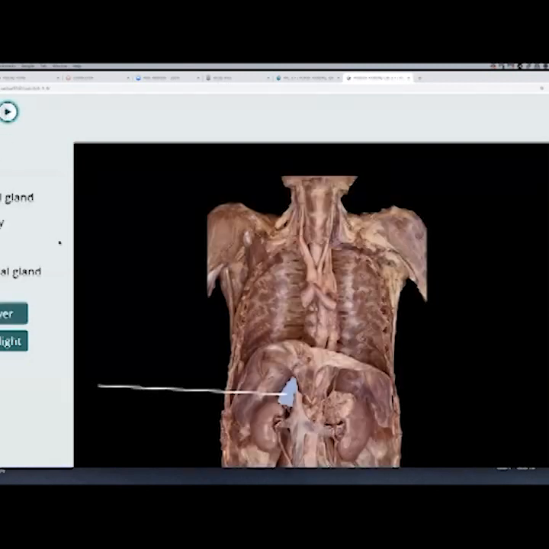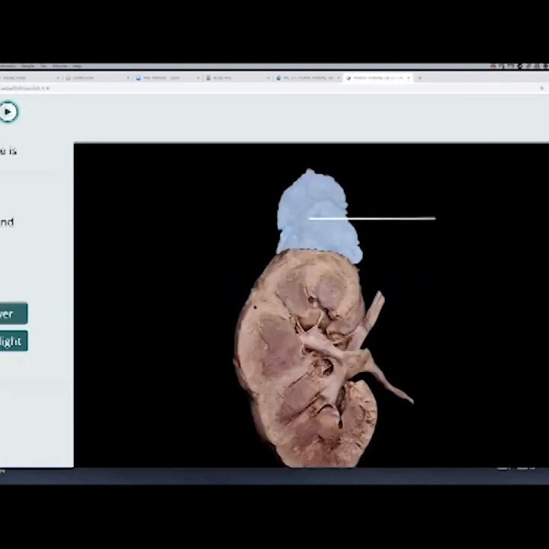And what organ is highlighted? What sits on top of the kidneys? Adrenal. And are we on the right or left side? Right. Right adrenal gland. Again, what sits on top of the kidneys? Adrenal gland.